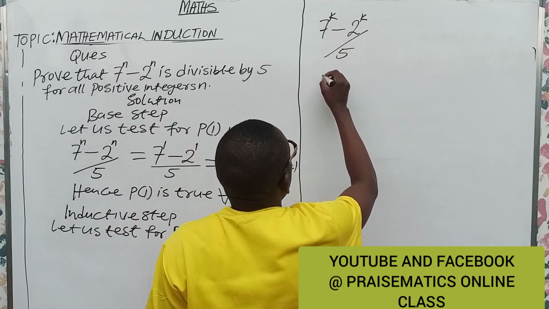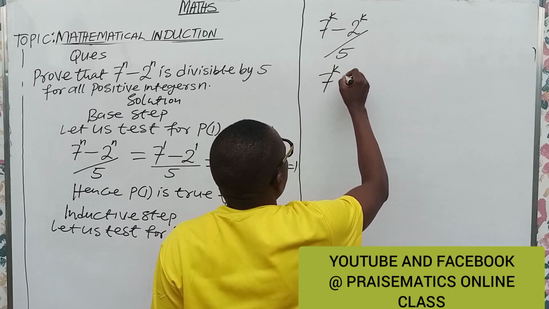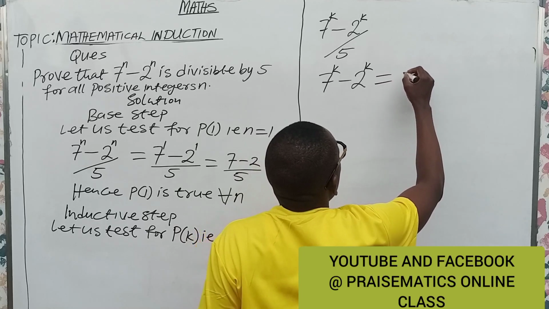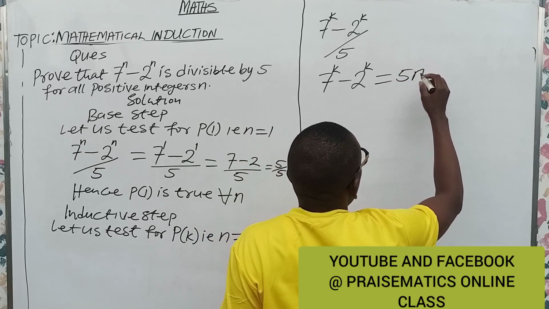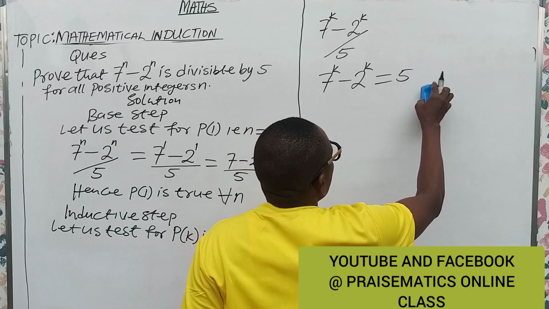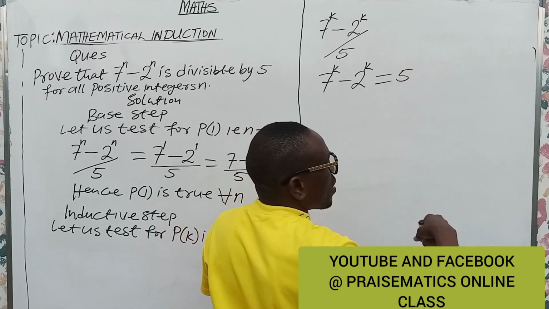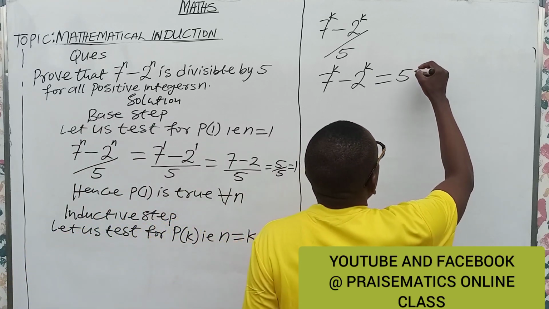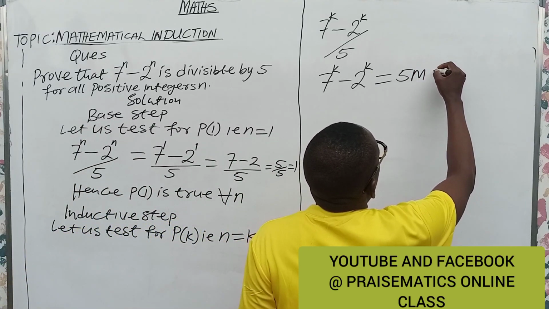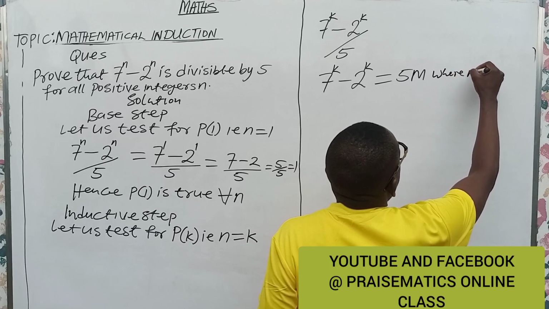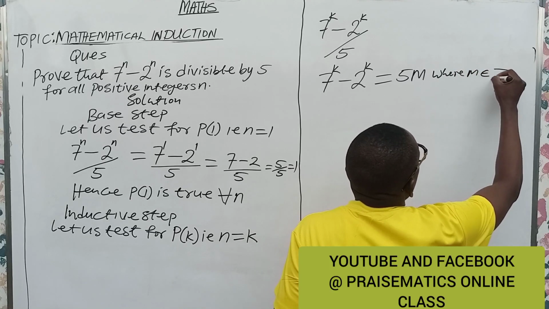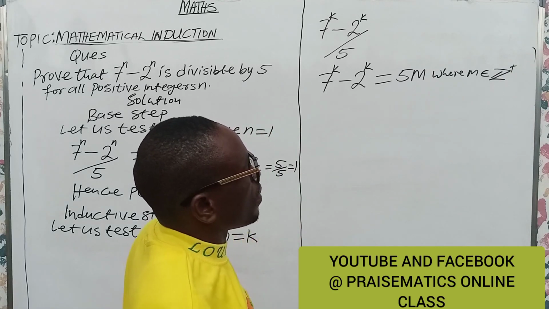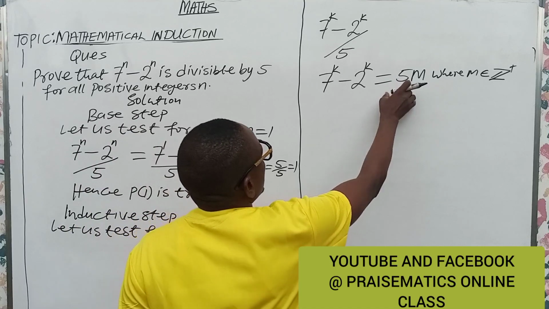Now we can translate this to be that 7 raised to power k minus 2 raised to power k is equal to 5m. Choose any alphabet of your choice. Somebody can say 5n, 5c, 5a, depending on the alphabet you choose. So 5m, where m is an element of positive integer. So this is divisible by this.